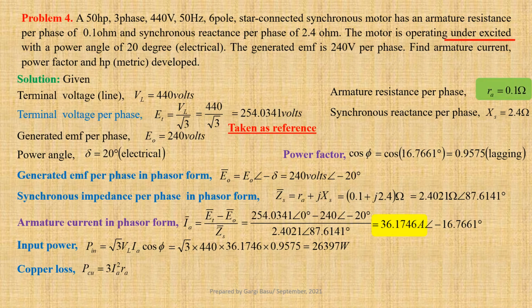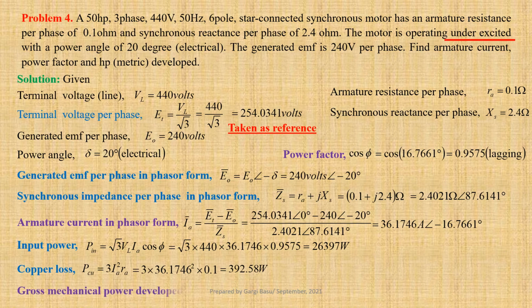Copper loss. P copper equals 3 times Ia square into Ra. Using values we get 3 into 36.1746 square into 0.1. That gives us 392.58 watts.